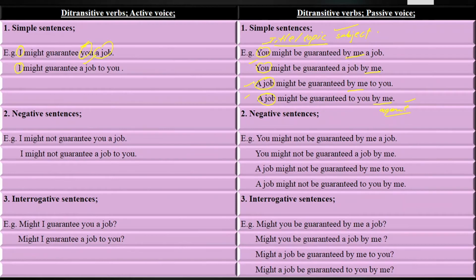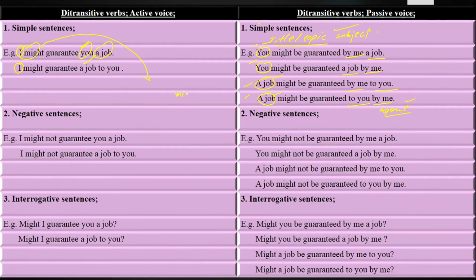And while changing it into passive voice, when you bring the indirect object in the place of subject, by me comes at the beginning, a job at the end, a job at the beginning, by me at the end. And when you bring in the third and fourth sentence the subject, job at the beginning, so by me at the beginning, to you at the end, to you at the beginning, by me at the end. And today we will be having the modal auxiliary verb might, where you will be changing your sentences from active voice into passive voice.